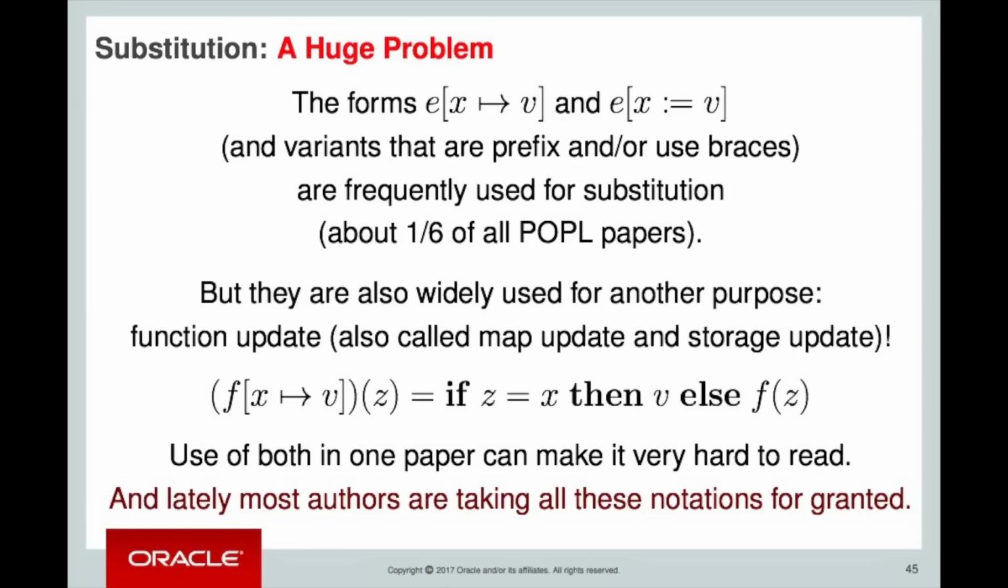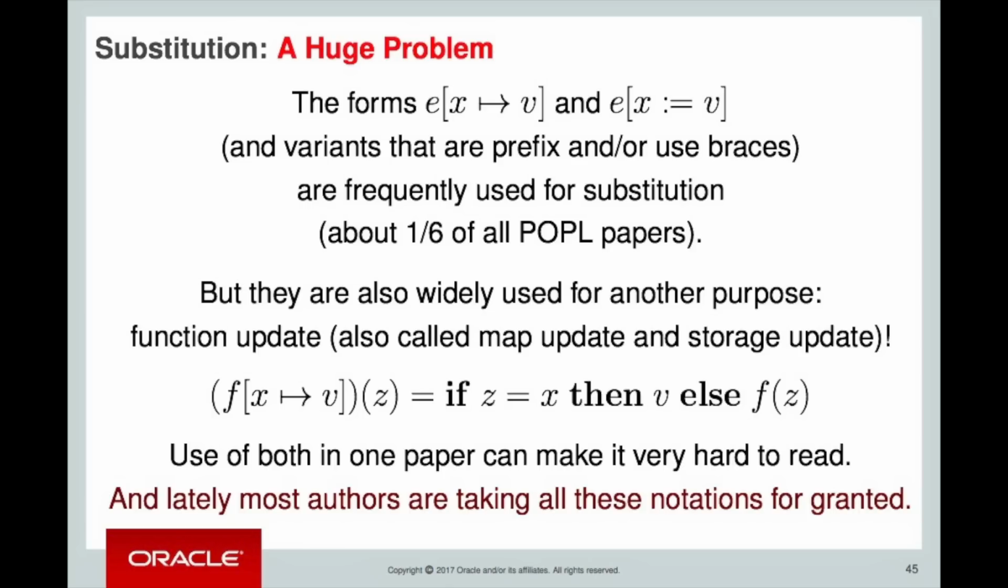And I can understand the metaphor, the analogy that leads people to think that this is also a reasonable notation for substitution. Well, we're going through E and we're mapping all the x's to v's, but substitution is a much more complicated operation. It's not just mapping things, it's also doing a tree traversal, and it's also enforcing the capture-free substitution rule. And that is a very complicated mechanism that is not to be confused with a simple function. Using both of these notations in one paper can make it very hard to read.